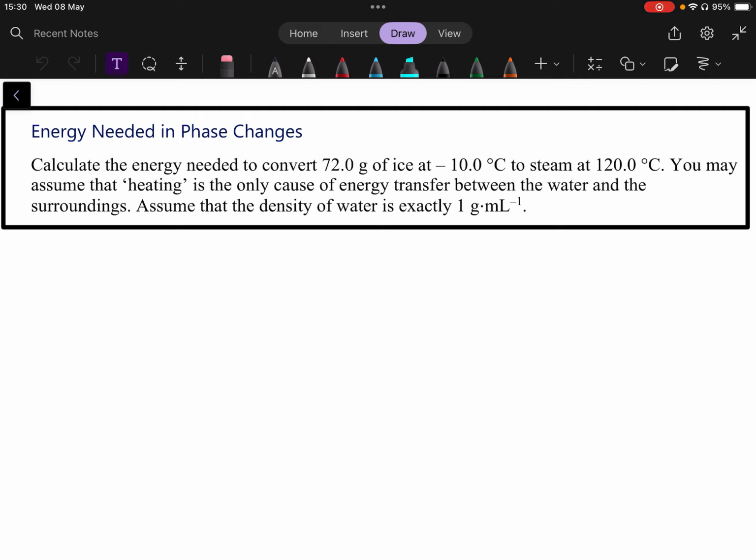specific temperature. So the question that we want to look at is: we calculate the energy needed to convert a certain amount of ice at minus 10 degrees Celsius to steam at 120 degrees Celsius. You may assume that the heating is the only cause of energy transfer between the water and the surroundings. Assume that the density of water is exactly 1 gram per milliliter.